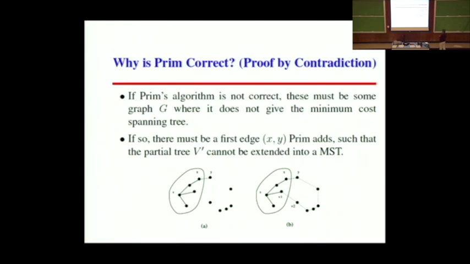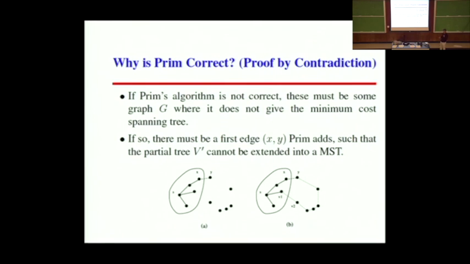You're telling me Prim's algorithm is not correct. What does it mean if Prim's algorithm is not correct? If Prim's algorithm is not correct, then there must be a graph where it doesn't produce the minimum spanning tree. Does everybody see it? That's exactly what it means to not be correct. And I'll say, okay, so show me that graph G where you tell me Prim's algorithm isn't doing it right.